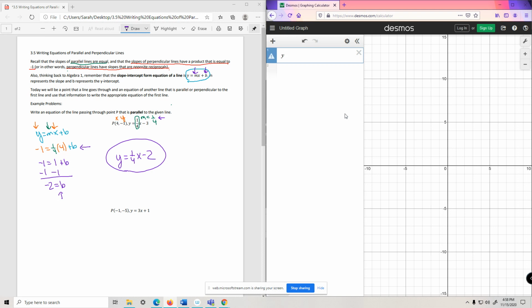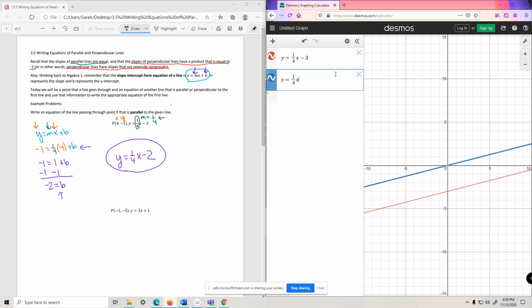If you want to confirm that the lines are parallel, you can graph them both in Desmos. So just literally type in the equations. y equals 1/4 x minus 3. There's one line. And then type in our new equation, y equals 1/4 x minus 2. And there we go. We have two parallel lines.